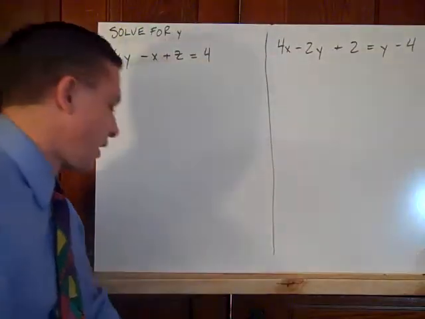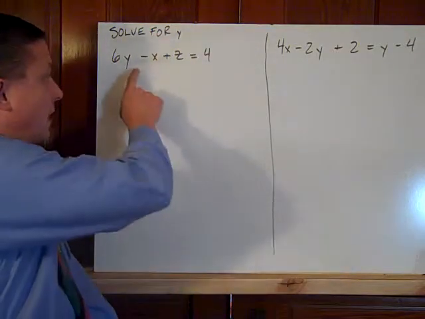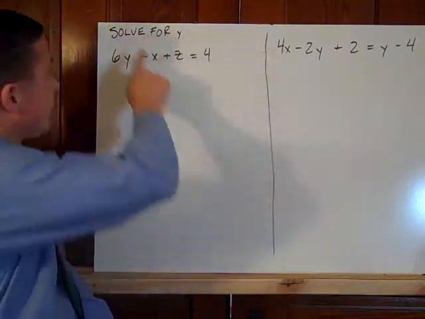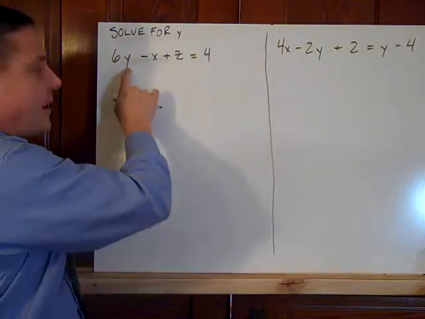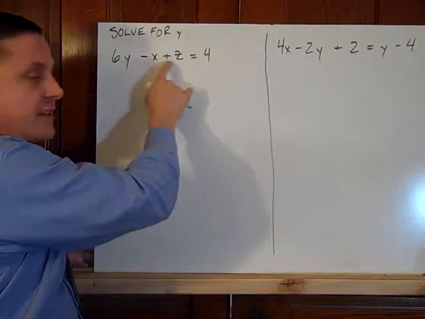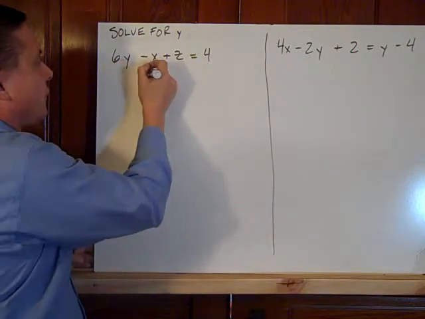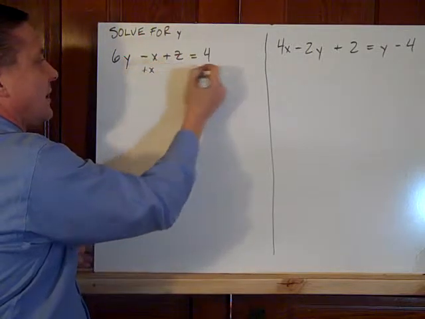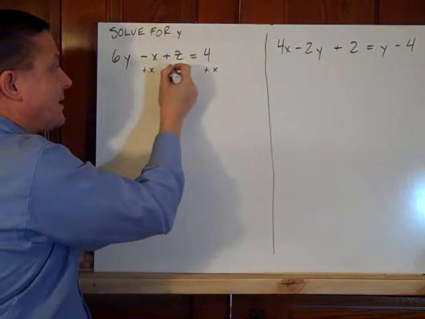All right, so I'm going to do a couple of these. And I'm going to go as fast as I can while trying to talk through it. You can try to solve these. I'm going to solve for y on both of these. On the first one on the left, I see 6y minus x plus z equals 4. Now, I have to get 6y by itself, so I have to get rid of minus x by adding x. And at the same time, I'm going to get rid of plus z. I'm going to subtract z.